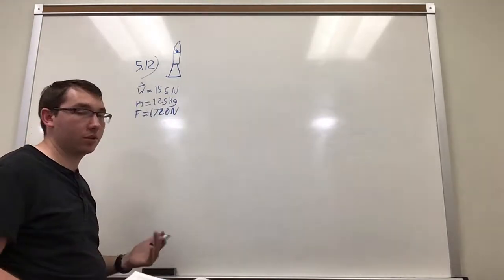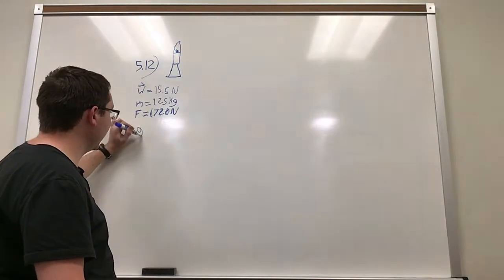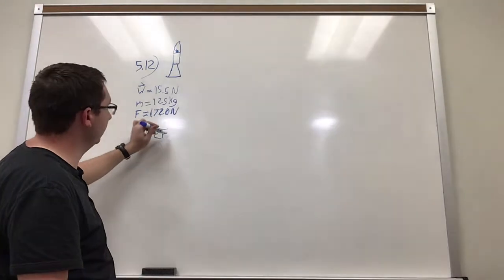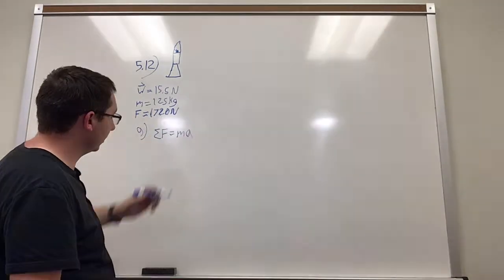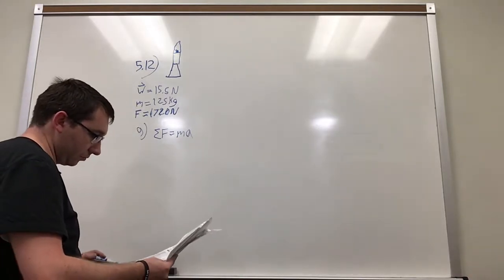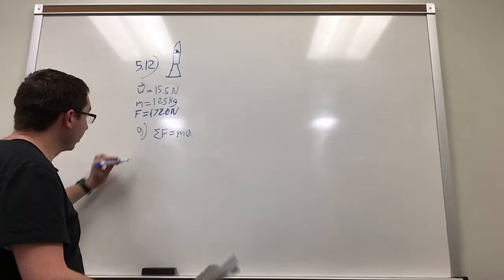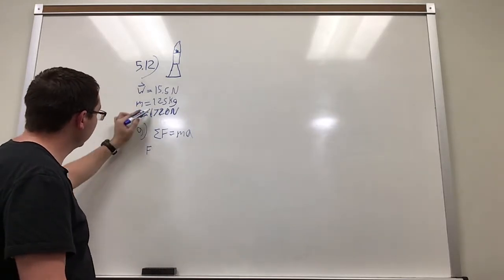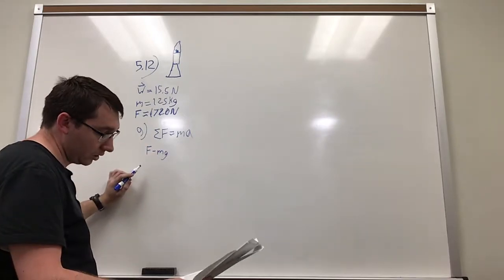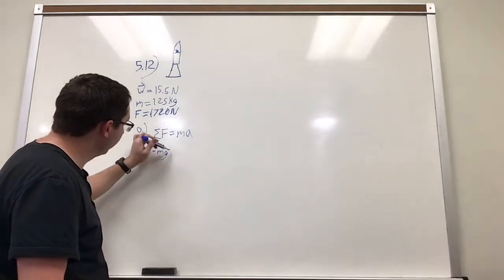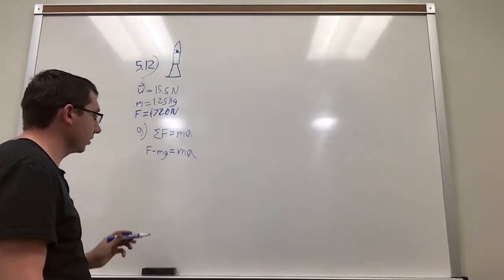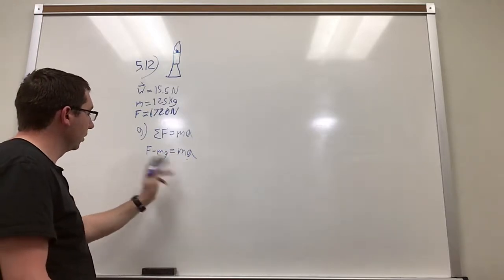So part A, we want to find the initial acceleration. So for A, we use force. The sum of the forces is equal to the mass times the acceleration. So we know that the force is going to be the force of the engines minus the mass times gravity, which is going to be equal to the mass times the acceleration. And that's what we're looking for.